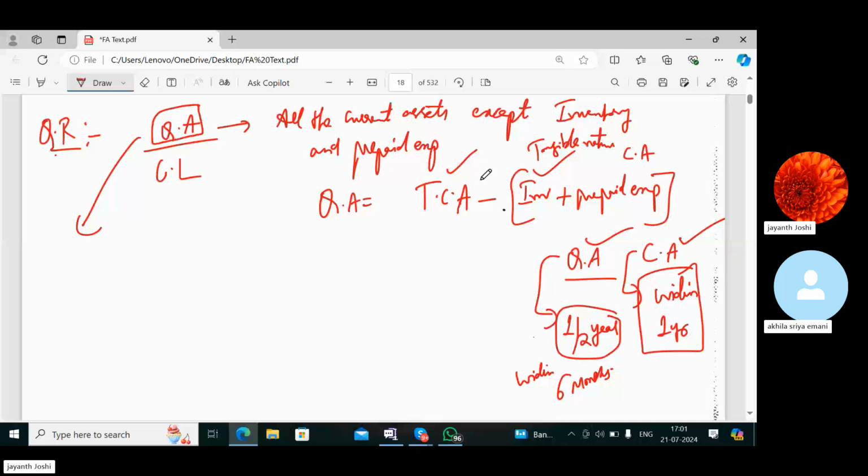So now very clearly the refinement has been done. Remove the intangible nature current assets and take only those current assets which can give economic benefits within 6 months of time.